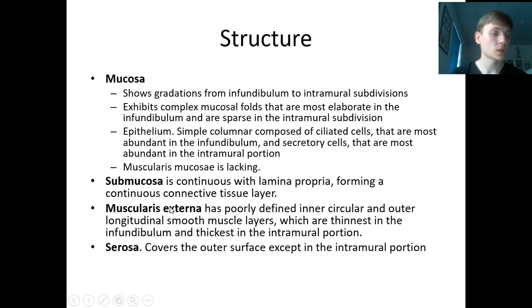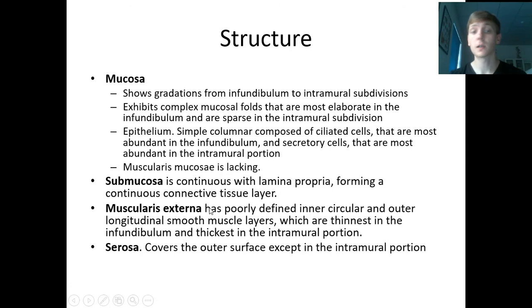Submucosa. The submucosa is continuous with the lamina propria, forming a continuous connective tissue layer. So the actual differentiation of lamina propria and submucosa is not evident, because it is loose connective tissue, and very gradually it converts into dense connective tissue.